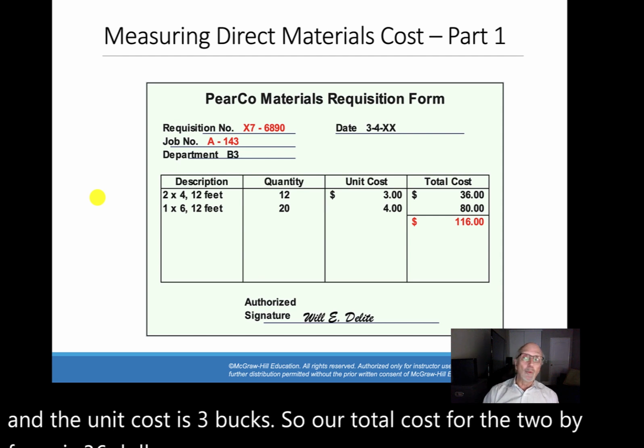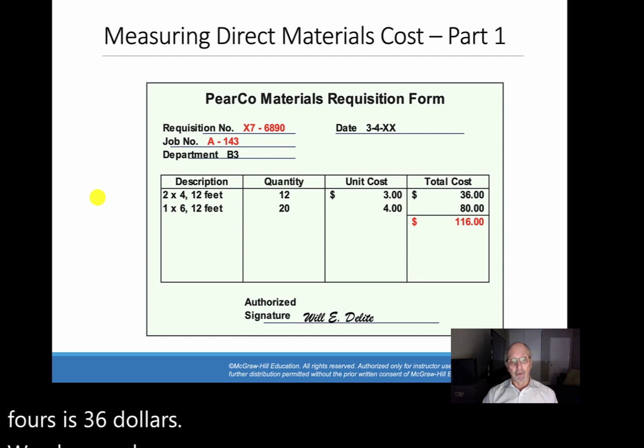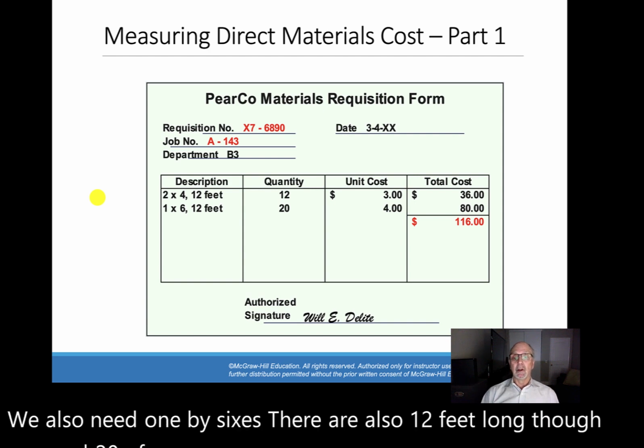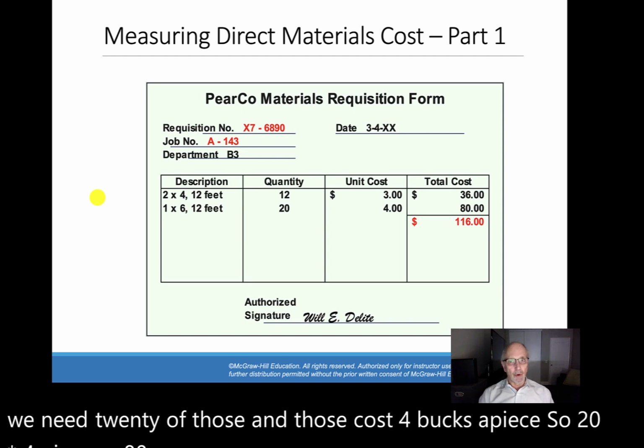We also need 1x6s. They're also 12 feet long. We need 20 of those, and those cost $4 apiece. So 20 times 4 gives us $80. So our total requisition cost for this job is $116.